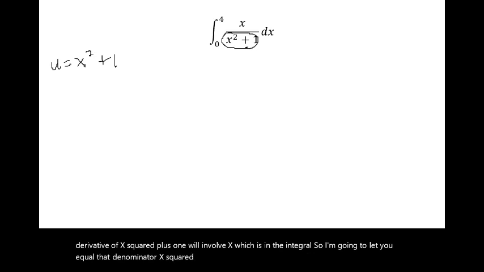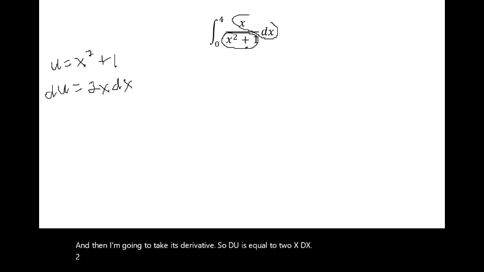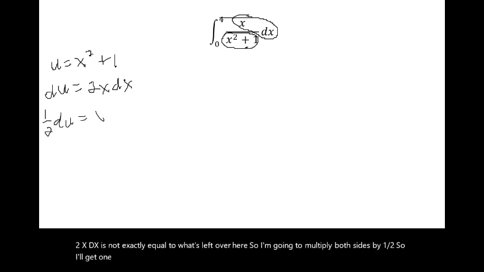And then I'm going to take its derivative, so du is equal to 2x dx. 2x dx is not exactly equal to what's left over here, so I'm going to multiply both sides by 1/2, so I'll get 1/2 du is equal to x dx, which is exactly what's left over.